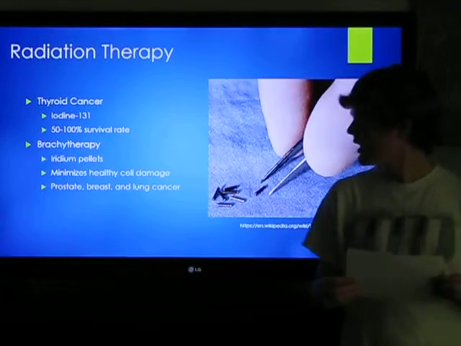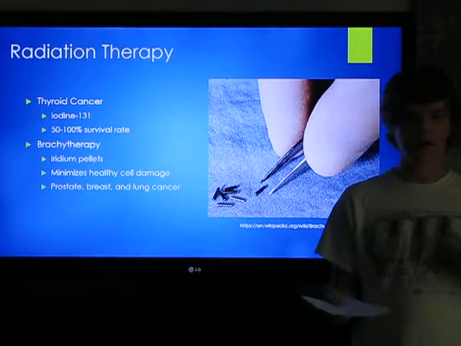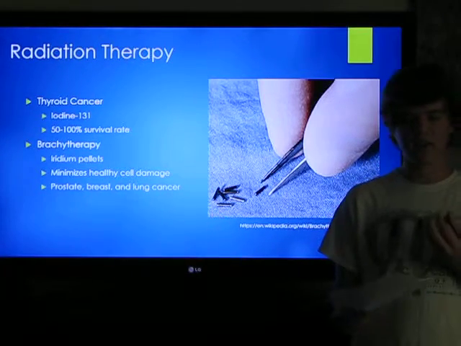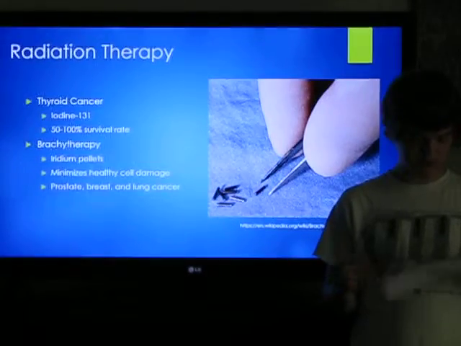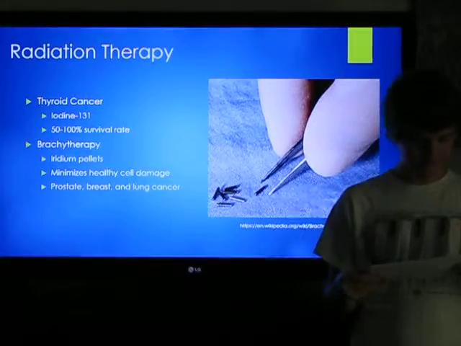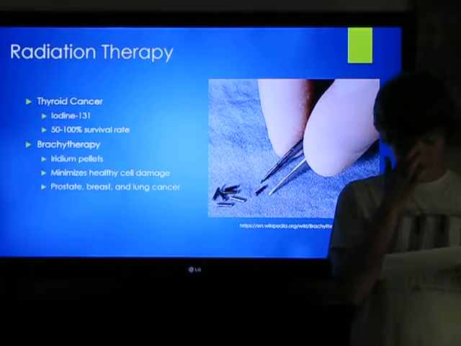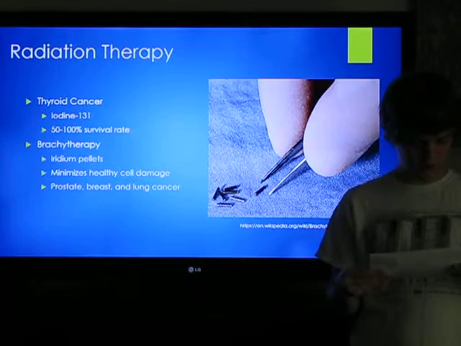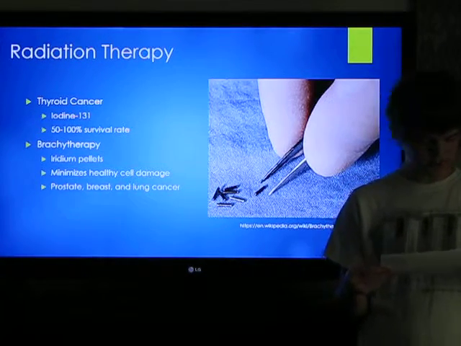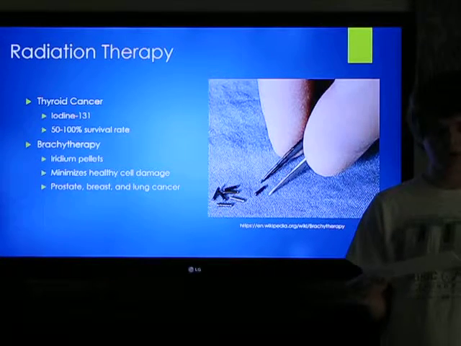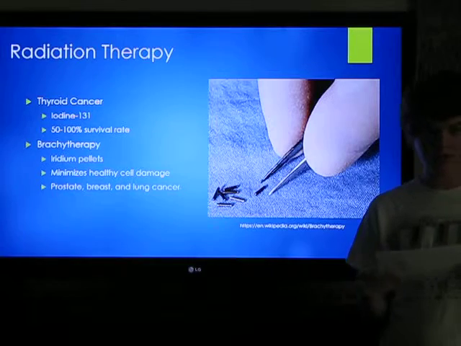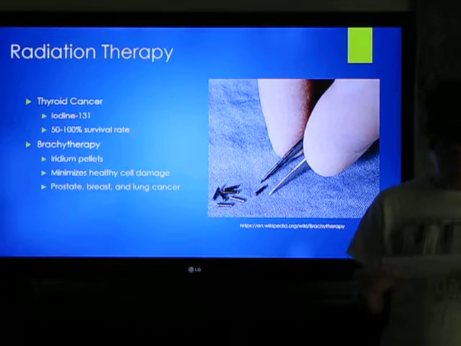For thyroid cancer, they use iodine-131 because the thyroid has an affinity for iodine, but the body can't distinguish between stable and unstable isotopes. According to the American Cancer Society, there's anywhere from nearly 100% survival rate for the early stages to about a 50% survival rate for stage 4.